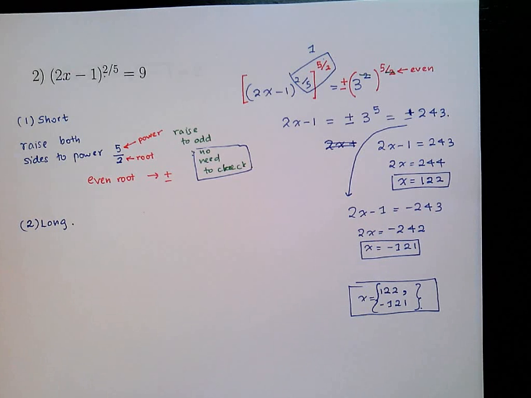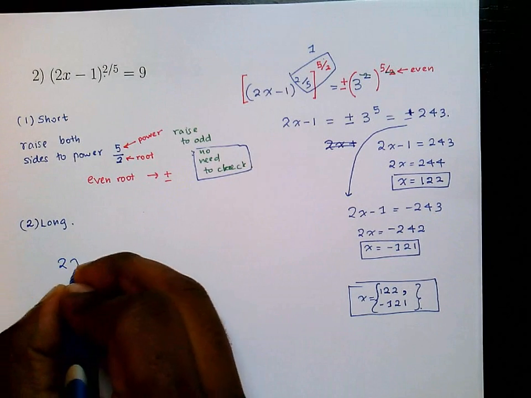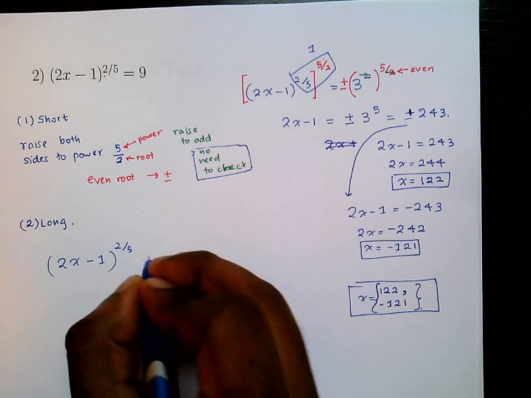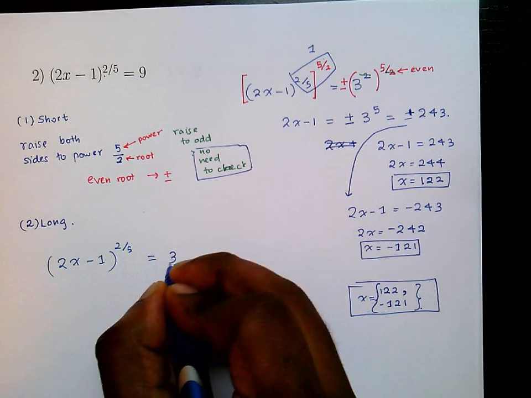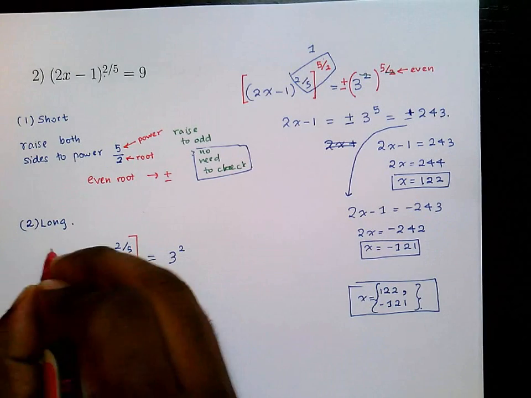And the long way is, I don't know whether I had time to do this in class or not. But the long way is, you just have the equation 2x minus 1 to the power 2/5 is equal to 3 to the power 2. You raise both sides to the power 5.